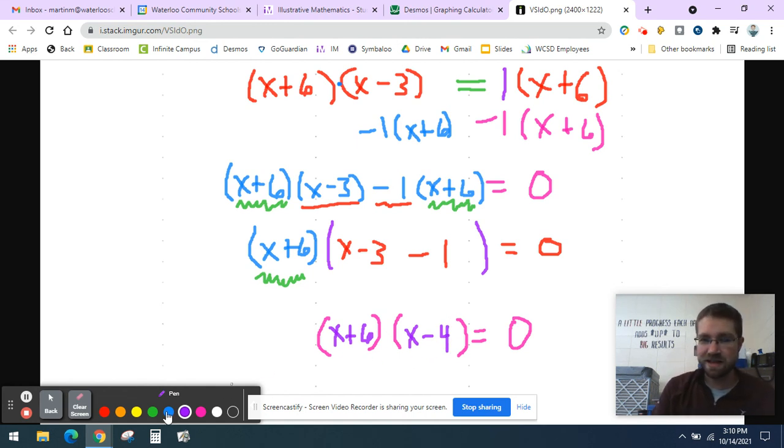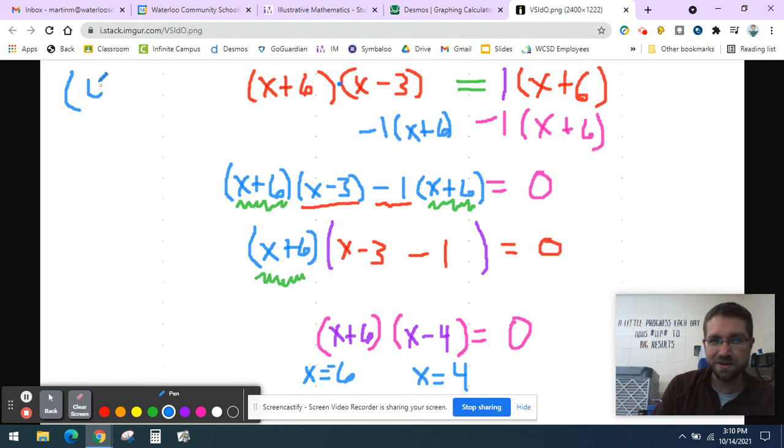And this allows me to use the zero product property. I ask myself, okay, if two things are multiplied together equal to 0, what makes them equal 0? Well, obviously, if x equals negative 6, then the first group will be equal to 0. And if x equals positive 4, then the second group will be equal to 0. And those are my x values for my coordinate points, which we already knew. We already knew that they were going to intersect at 4 something and negative 6 something, okay?